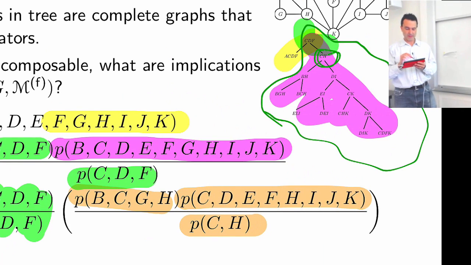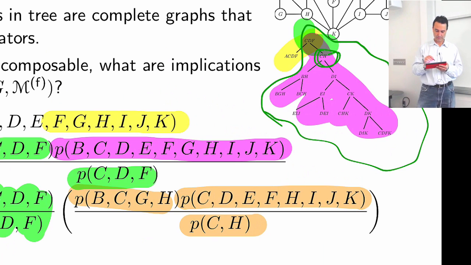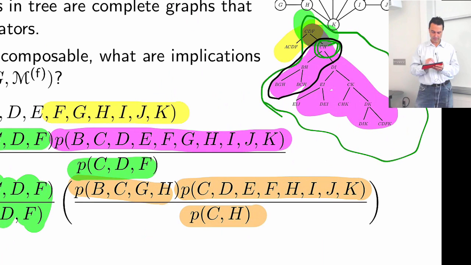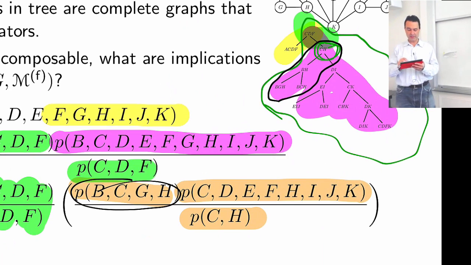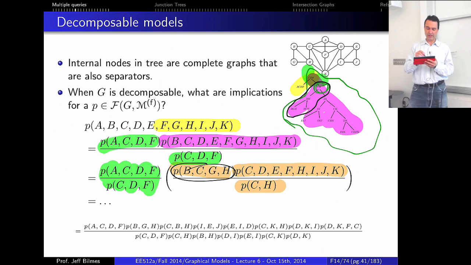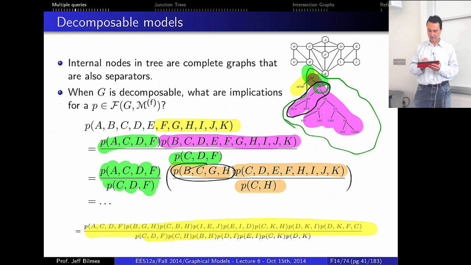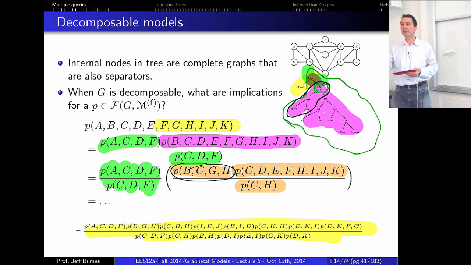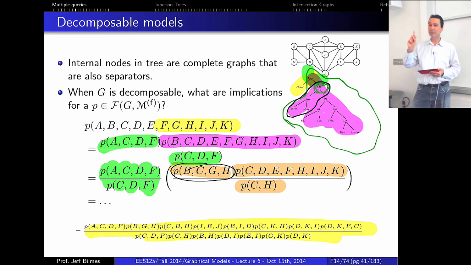And then we have the left-hand side, which is all this stuff, which corresponds to this factor, and the right-hand side, and so forth. So basically, once we get done with this whole thing, we have this representation here, where all of the leaf nodes in the tree, which remember, we said were cliques in the original graph, are on the numerator, and all of the separators, which are complete because it's a decomposition, are on the denominator.